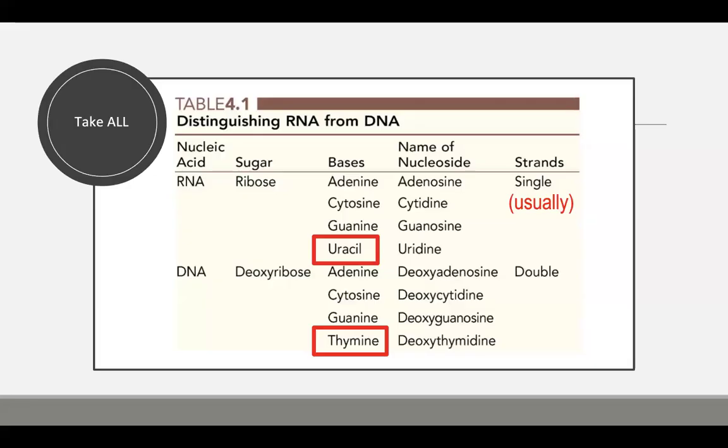So once again, distinguishing RNA from DNA, RNA has ribose, DNA has deoxyribose. It does not contain an oxygen. RNA is adenine, cytosine, guanine, and uracil, while DNA is adenine, cytosine, guanine, and thymine. And then RNA is usually single-stranded. Most of the times, it's very rare where RNA is double-stranded, while DNA is almost always double-stranded.